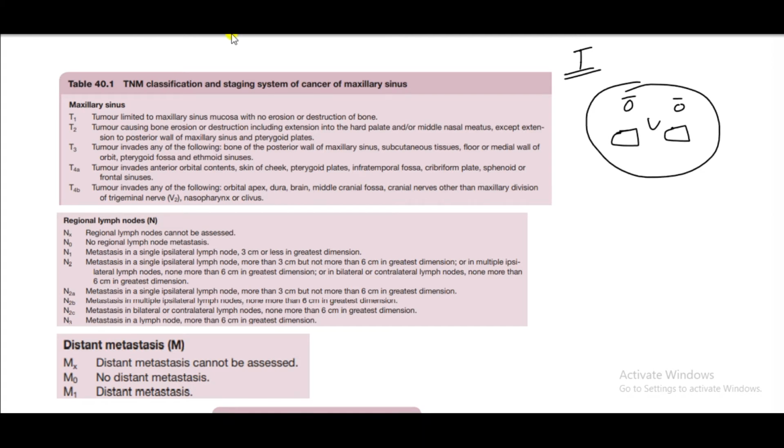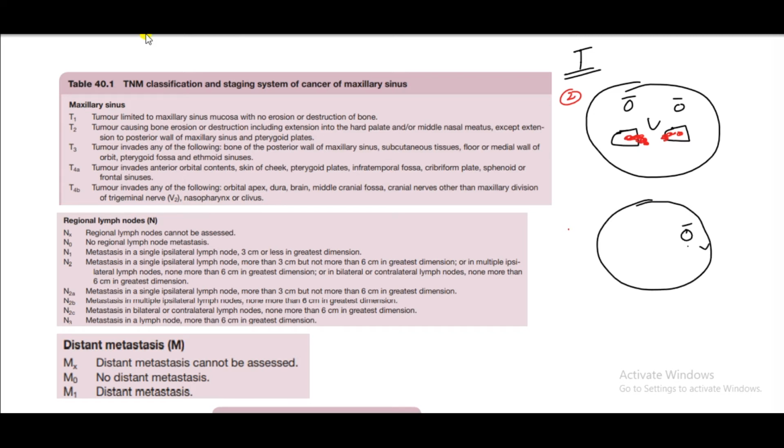So here I am drawing our maxillary sinus, and the tumor is limited to the maxillary sinus mucosa with no erosion or destruction of the bone. We can say it is in T1 stage. And T2 stage, what happened? Tumor causing bone erosion or destruction, including extension into the hard palate and/or middle nasal meatus, except extension to the posterior wall of the maxillary sinus and pterygoid plates.